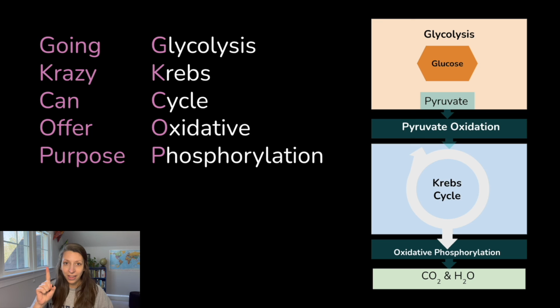Speaking of which, oxidation and reduction play a role in an important process in biology, which is known as cellular respiration. Now in AP Biology, you will have to memorize all of the main steps of cellular respiration, and that can drive some students crazy. So you can use this mnemonic, going crazy can offer purpose, to help you remember glycolysis, the Krebs cycle, and oxidative phosphorylation as our 3 main steps in cellular respiration. Now, of course, this doesn't include the little mini steps in between, like pyruvate oxidation, and it doesn't talk about all of the details, but remembering these 3 main categories will be really helpful for you in remembering what happens when in the process of cellular respiration.